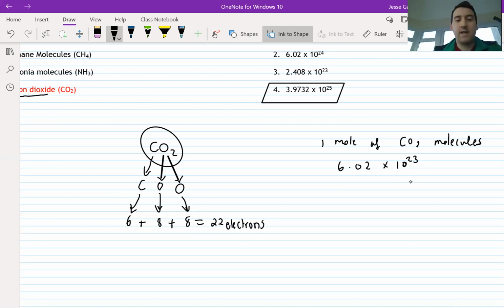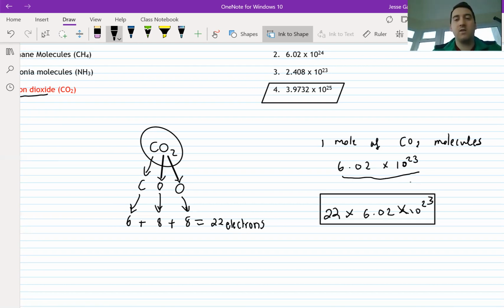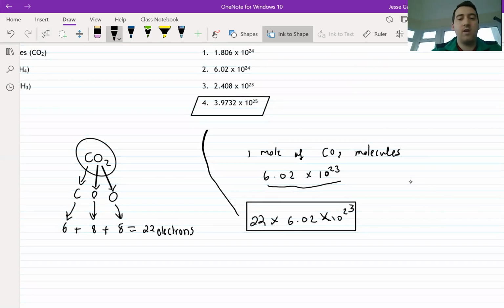Okay, so we have this many molecules, 1 mole of them, 6.02 by 10 to the 23, and every single one of them contains 22 electrons. So when we do that sum there, that will give us this number up here, a really, really big number, 3.9732 by 10 to the 25.